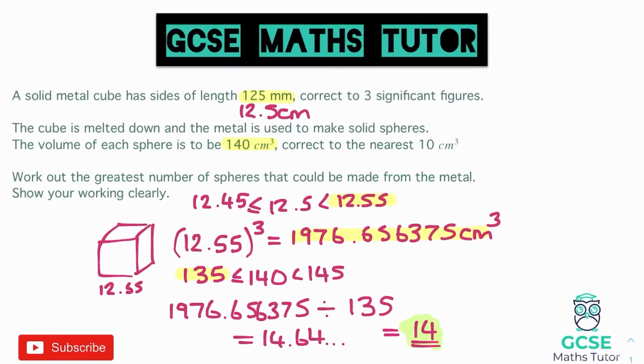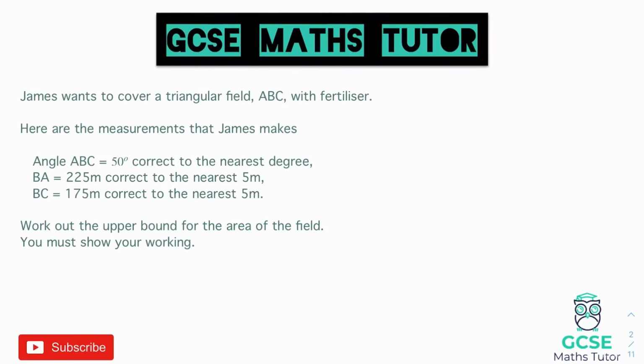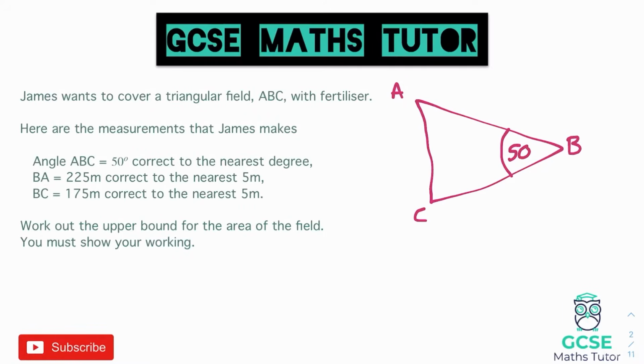Okay, so moving on to our next question. Now the question says, James wants to cover a triangular field ABC with fertilizer. Here are the measurements that James makes. Well, let's first draw a little triangle so we can visualise this. So ABC, doesn't matter how we draw it, but there we go, there is our field. So it says angle ABC is 50 degrees. Let's put that in, so ABC is over there, so that is 50 degrees, correct to the nearest degree.